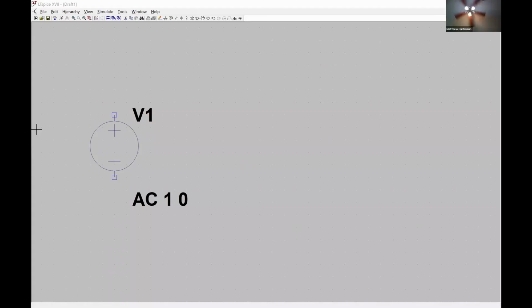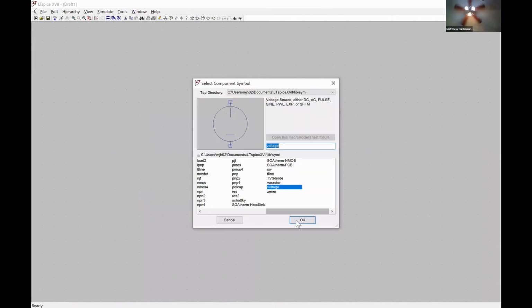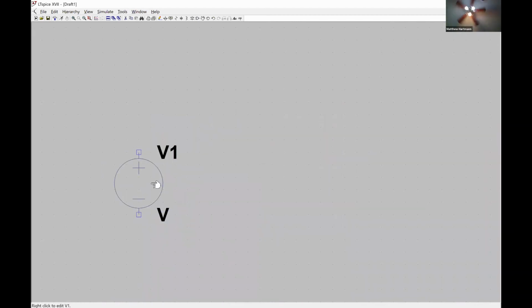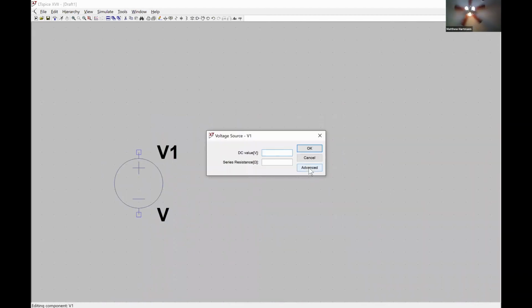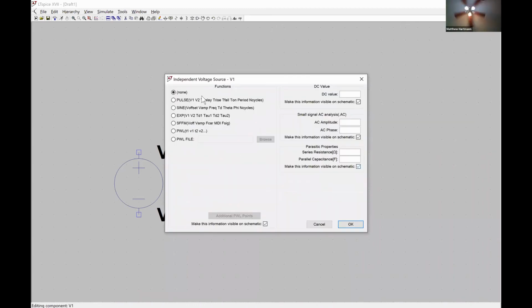So let me delete what I just did. Let me move this thing out of the way. All right, so what I was saying, I'm going to drop a voltage source in. And we're going to have to go to the advanced settings. And instead of messing with anything on the left-hand side, we're going to come over here to the right-hand side, and we're going to give it an AC amplitude of 1 volt and an AC phase of 0. And that's it. That's our only parameters.